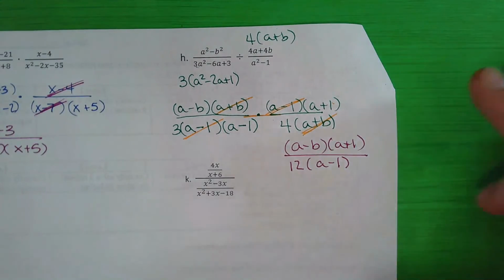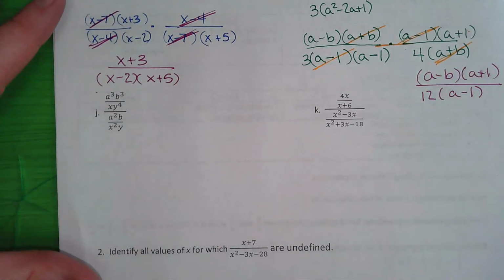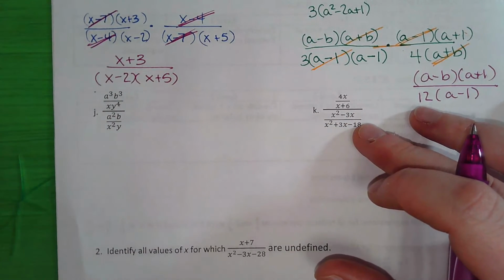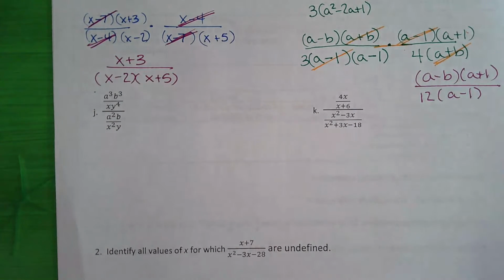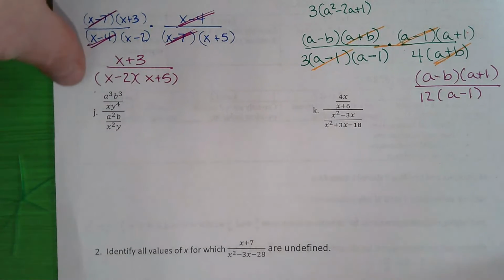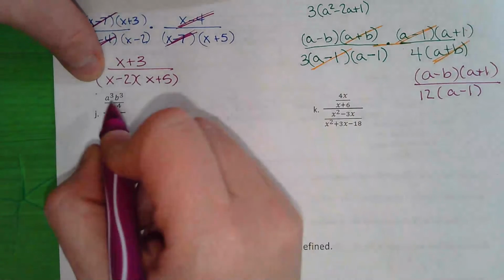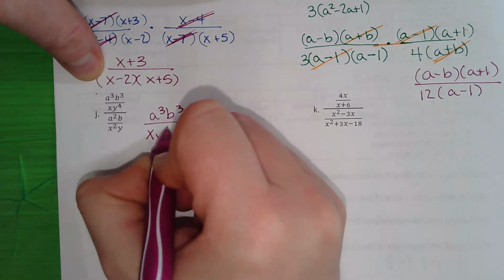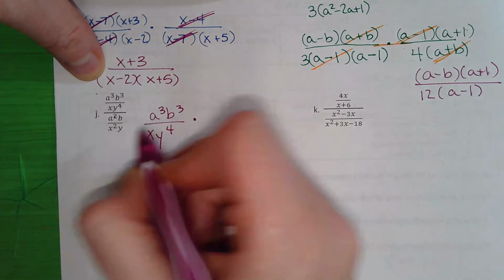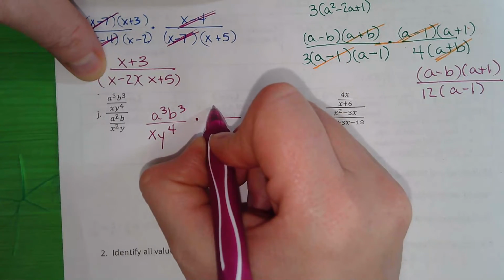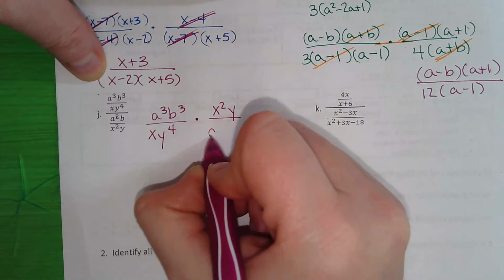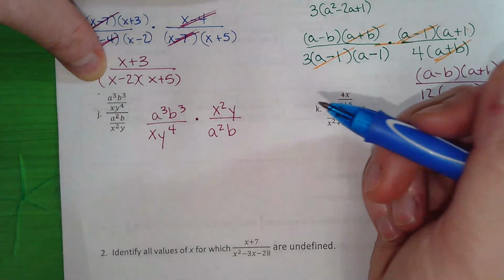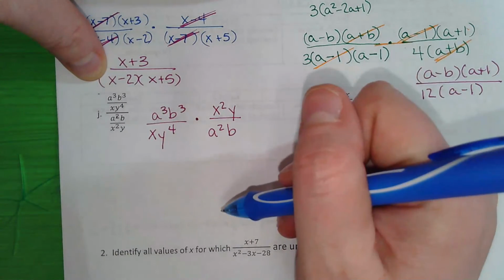So with the fractions that are down below for j and k, they're the same thing. This is a monomial and this is a multi. It's a polynomial with a binomial, and it's just more complicated. So we're going to go a cubed b cubed divided by x y to the 4th times, and we're going to flip the second one, x squared y a squared b, and items that are the same on the top that are on the bottom can get canceled out.